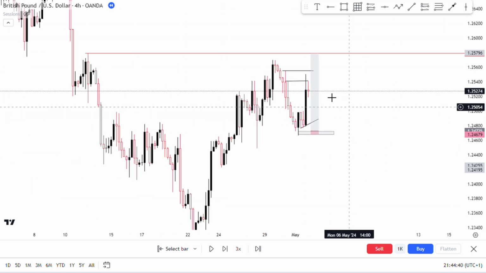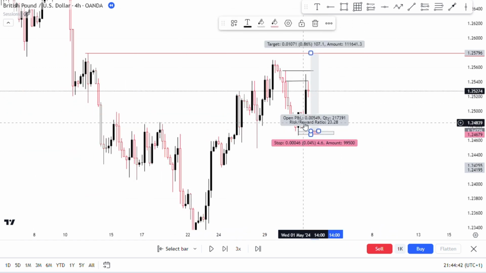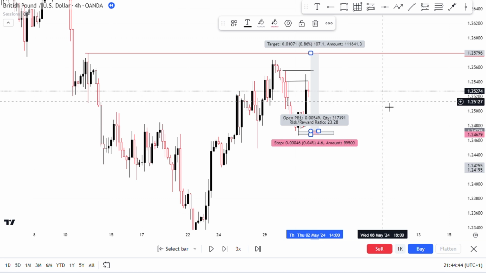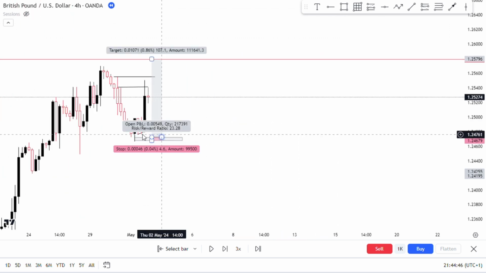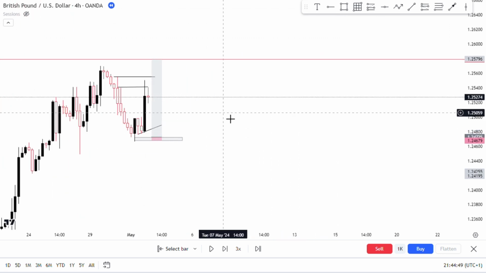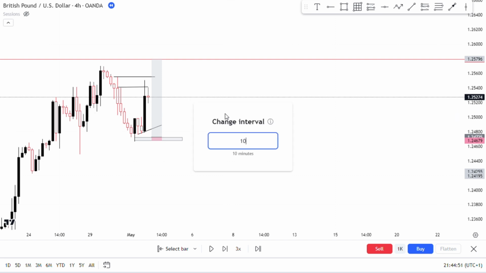Then if you check out, the ratio is 1:23. Can you see the risk to reward ratio 1:23? That means if you're risking 1% of your account, you're going to be making 23%. So let's just go back to the 10 minutes time frame.